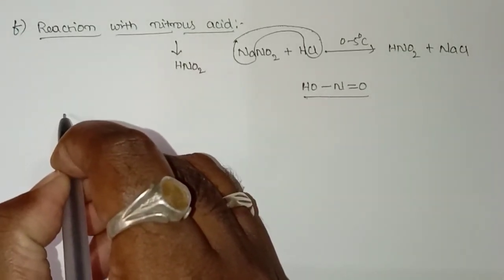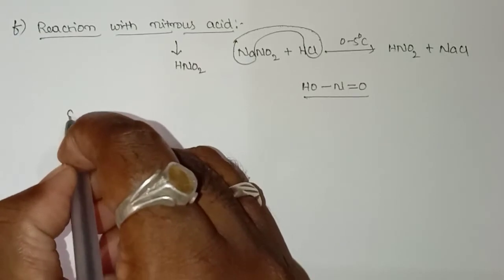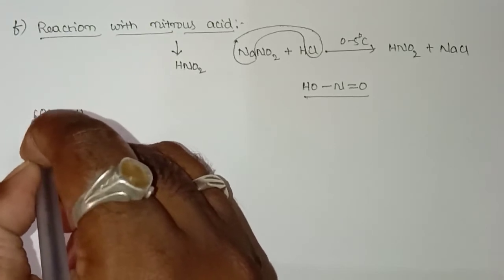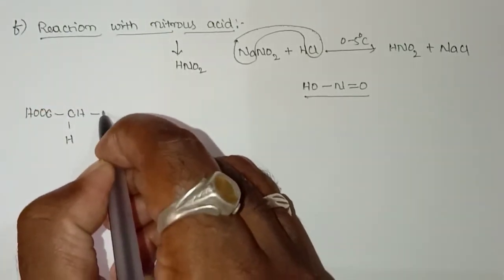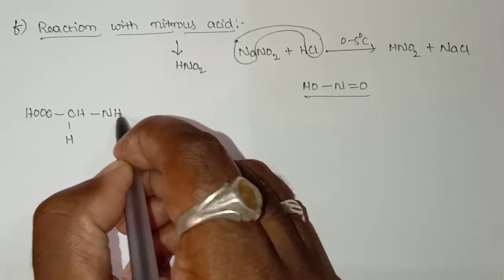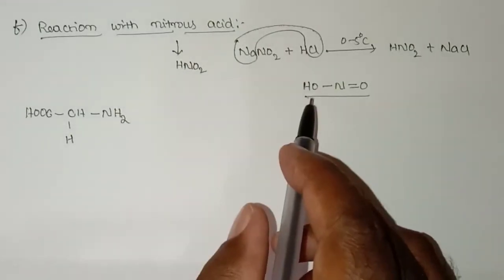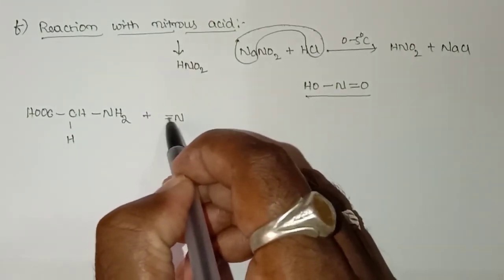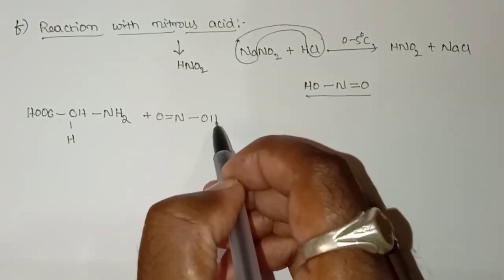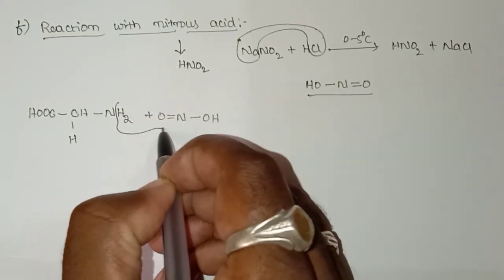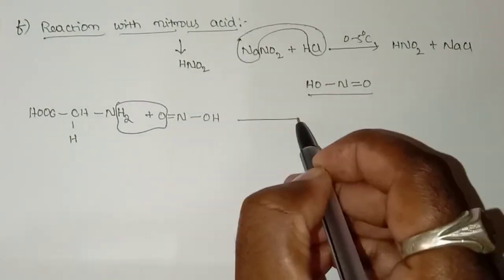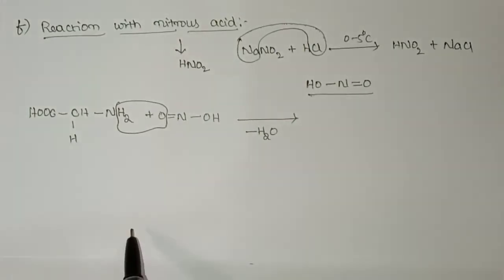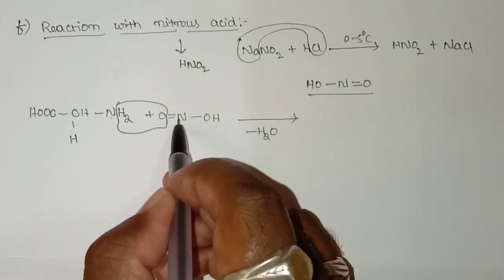Let me consider glycine as a direct example for performing a reaction with nitrous acid. The COOH group will remain undisturbed, and the NH2 amino group is going to interact with the nitrous acid. Nitrous acid has the structure N double bond O, OH. The two hydrogens will combine with this oxygen, resulting in the elimination of H2O, and a bond develops between nitrogen and nitrogen.